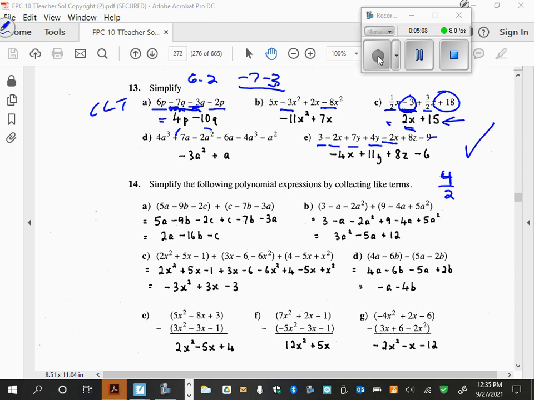Here are the questions, and this is more collecting like terms: adding the same letters, adding a squares to a squares, and putting a squares first in descending order, and then a's to a's. -1 subtract 4 is -5. Keep the a, and then 3 plus 9 equals 12.